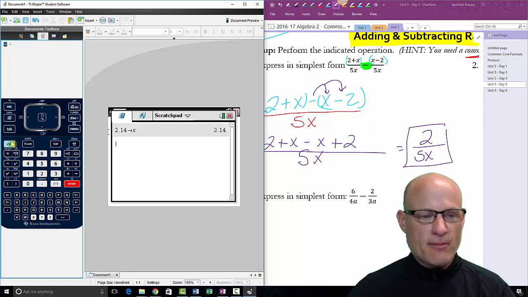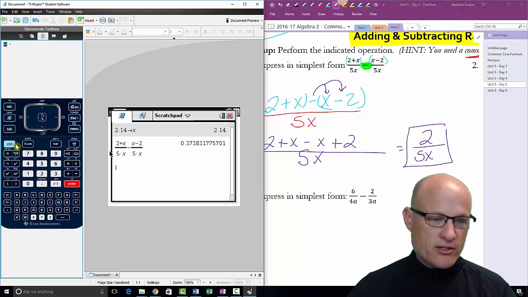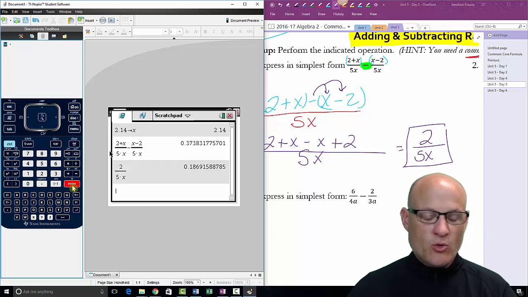Then type in the original problem. Control division, 2 plus x over 5x. In the denominator, put 5x. You're just going to type this in exactly as it appears. Then x minus 2 over 5x, and hit enter. And I get that. Then I say, okay, control division 2 over 5x. And I get, what?